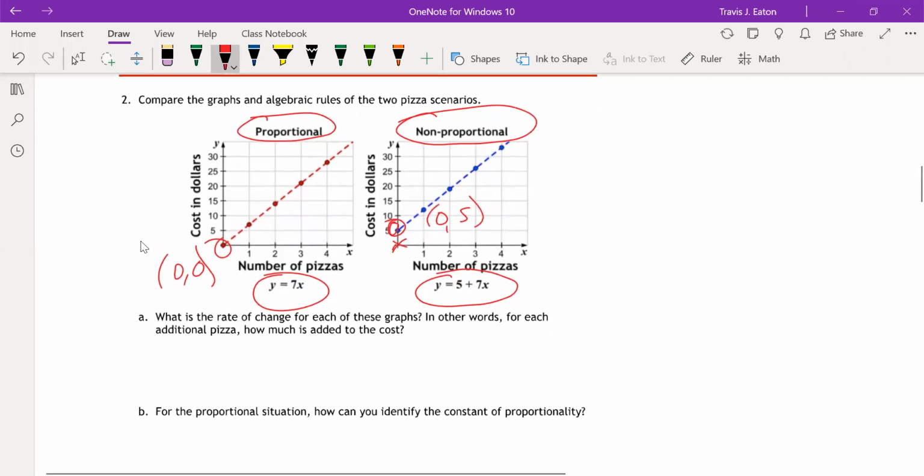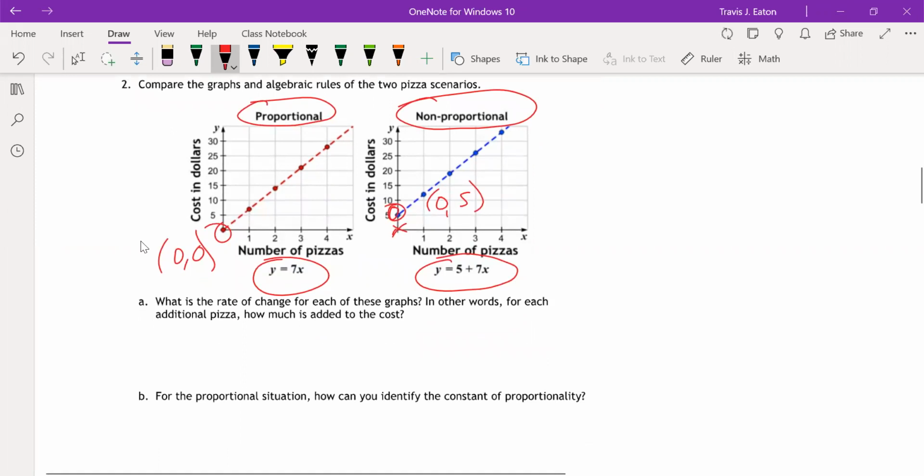Okay? Now, if we're looking at these graphs and the tables that were on the page before it, you'll begin to notice a certain change in each line. And that's called the rate of change. So this is asking us, what is the rate of change for each of these graphs? In other words, for each additional pizza, how much is added? So how much does our graph go up every time we get another pizza? How much does it go up for going over 1?